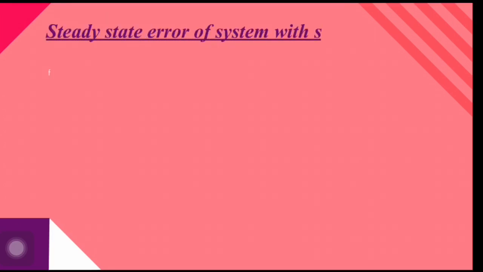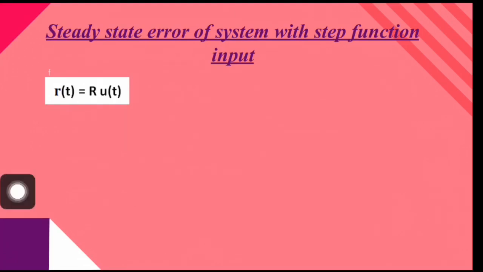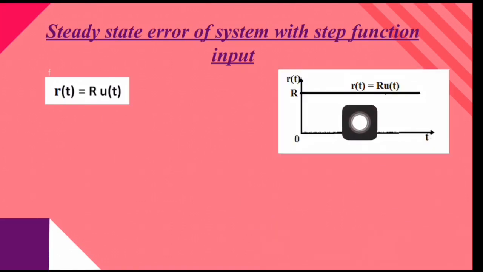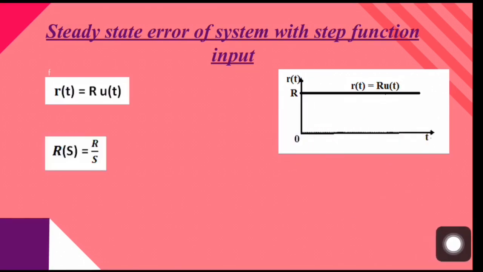Let us now find out steady state error of system with step function input. As you know, unit step signal can be mathematically expressed as R into u of t. It is graphically plotted here. You can see for t less than 0, its magnitude is 0, and for the time interval 0 to infinity, it is having a constant magnitude R. Since the input r of t is R into u of t, its Laplace transform R of s can be written as R by s.